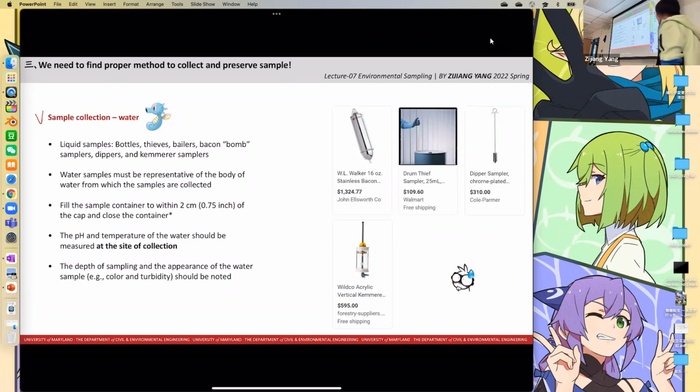Okay, let's talk about the exact sampling or samplers. So first, we are going to sample water. And for my research, I didn't sample any water samples. So I guess maybe some of the graduates here are more experienced about the water sampling. So for the liquid samples, we have different types of instruments. And actually for some of these samplers, I have never seen those before in my career. So I just searched for some of these samplers.